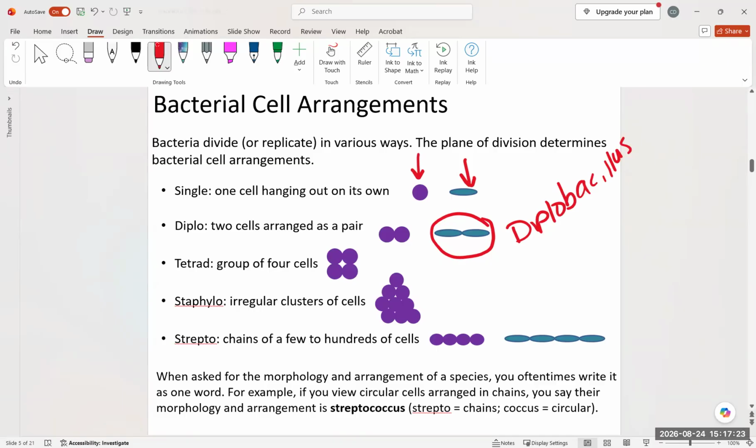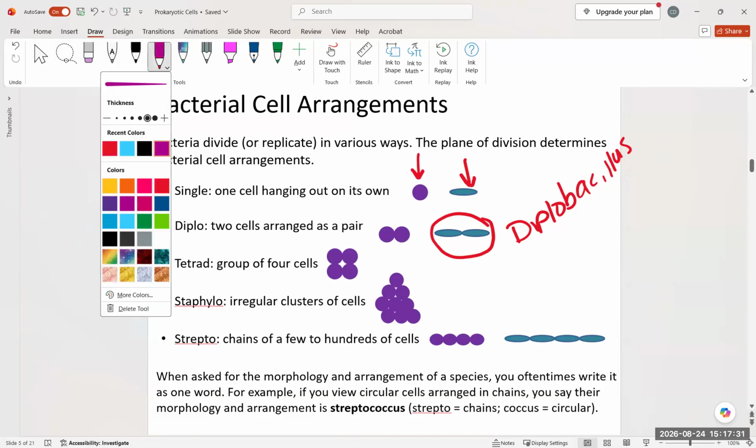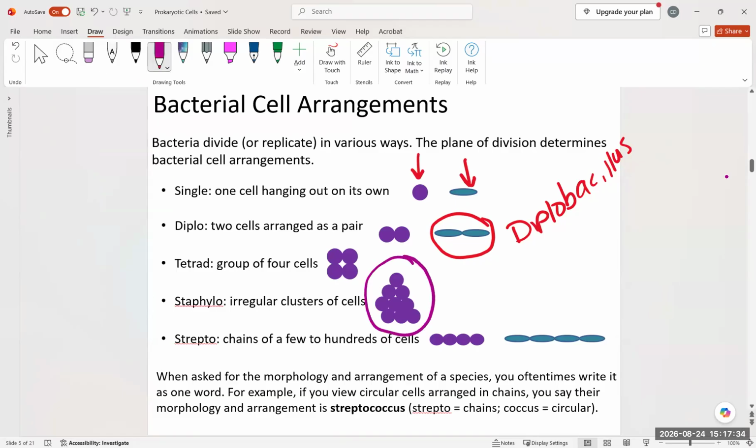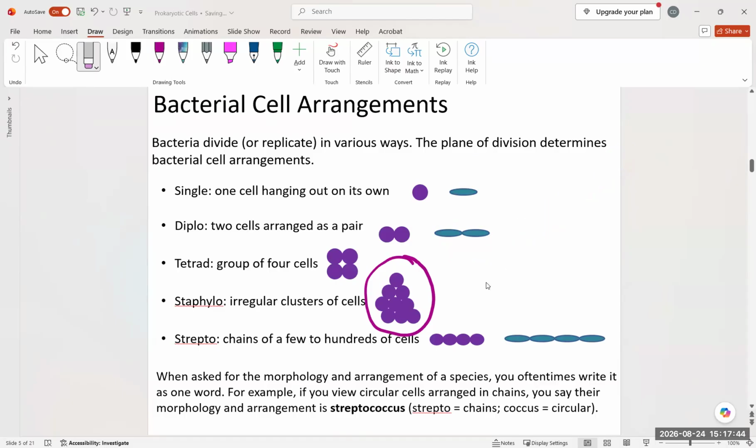And again, on assignments and in conversation in class, we're going to be using our micro terms. So if I asked you, what is the morphology and arrangement of the cells that I circled in purple, you would not say it's a cluster of round cells. You would say staphylococcus. So staphylo is the micro arrangement term, and coccus would be the microbiology term for the morphology. So we're always using our micro terms.